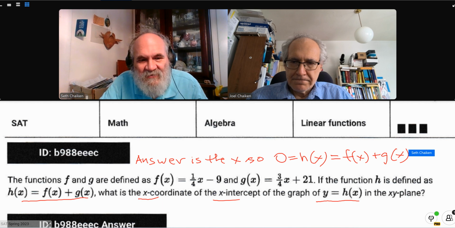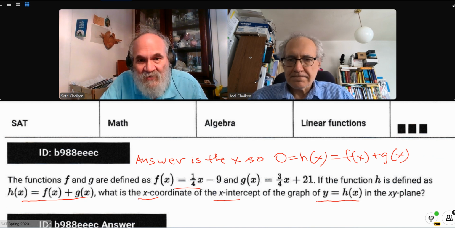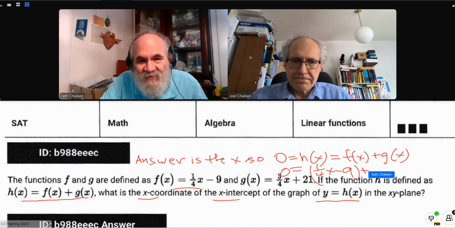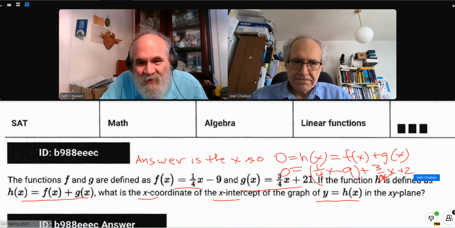And we're told that f of x is a quarter times x minus 9. So this whole thing equals quarter x minus 9. That's our f of x. And g of x is 3/4 x plus 21. All right, so let's simplify that.